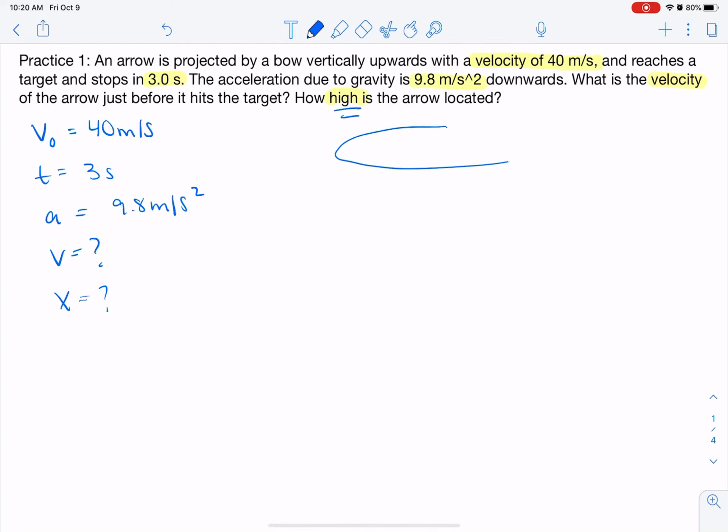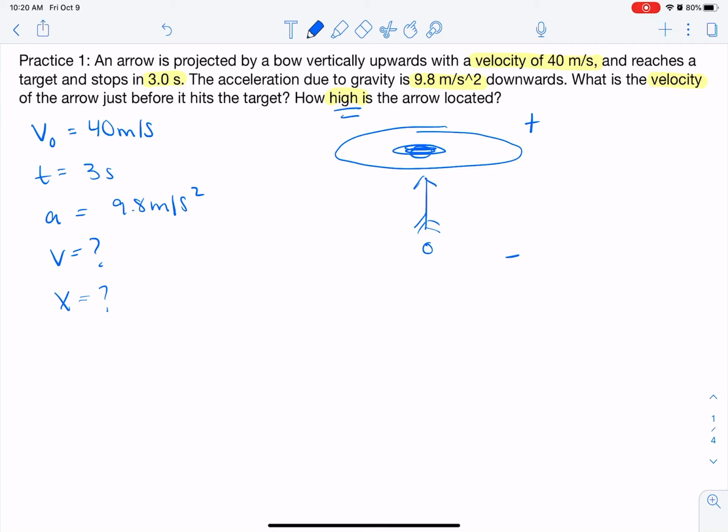Now let's draw a sketch of the situation. So this is my target. This is my arrow. And I need a positive, a negative, and a 0. So I'm going to say it starts at the 0. I'm going to say up is positive, down is negative.